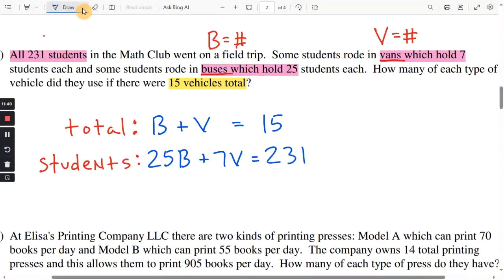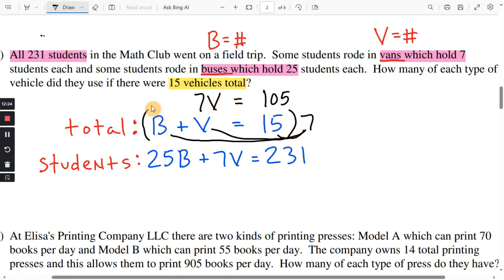All right. And now it's just like the other equations. We got the B's and the V's lined up. We can multiply the top by 25 or 7. I like to choose the smaller number, so I'm going to do times 7. If you know how to do substitution and you want to do that, that's fine. Distributing, 7 times 15, that's going to be 70 plus 35. That's a 105. 7 times V is going to be a 7V. And we keep the equal sign. And 7 times B is going to be 7B.